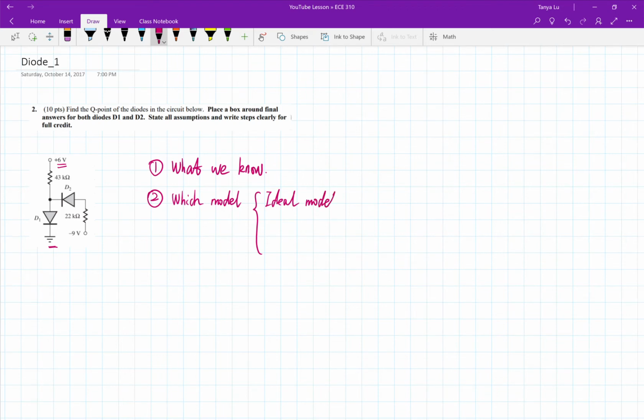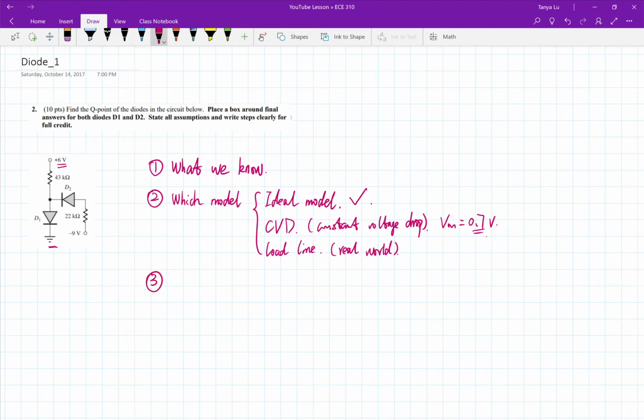I'm an engineering student. I don't know how to spell, so it's okay. Second one, constant voltage drop. In this case, they will usually tell you V on equals 0.7 or whatever number. 0.7 is a typical number. Or we can use load line analysis, which is a real world analysis because it's based on all the data. In this question, we're going to use the ideal model.